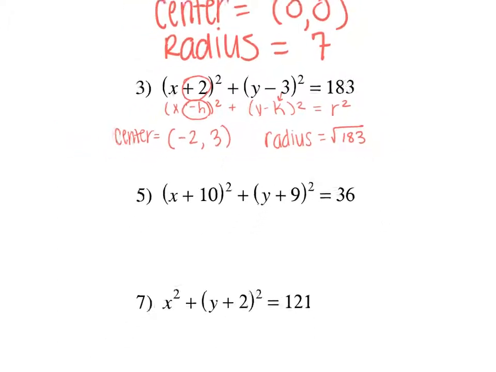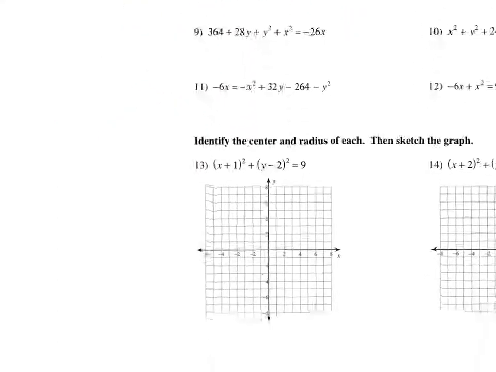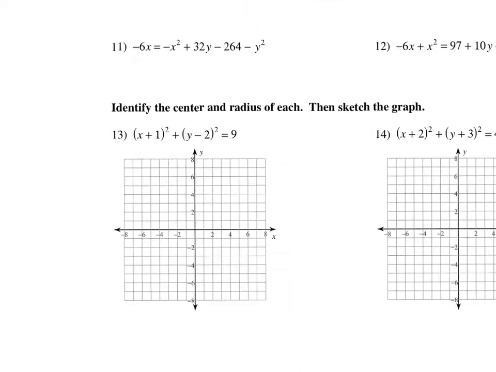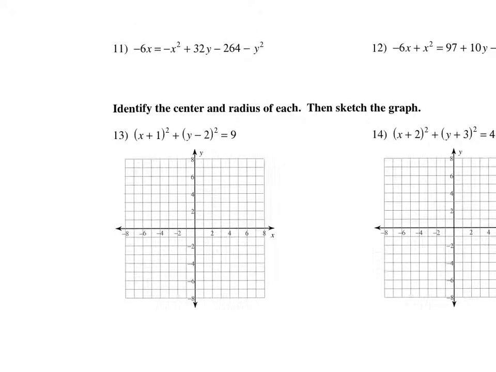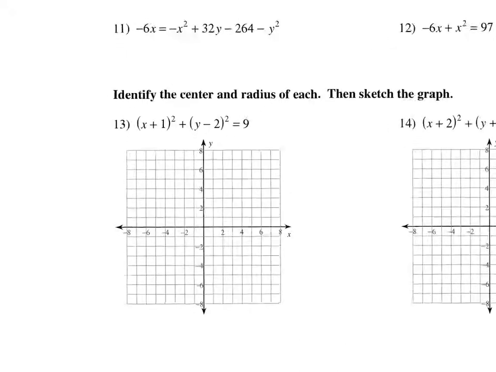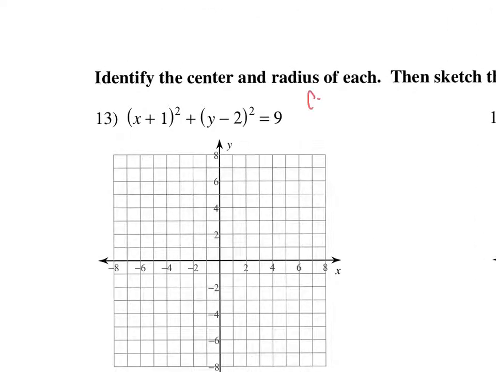So I'm going to move on down to problem 13. And this is identify the center and radius and then sketch a graph. So we're just sketching it. Again, I'm going to find my center. This is in HK form. So I have a +1, so my x coordinate is really -1. And I have a -2, so we're going to keep it as 2. So my center is at -1, 2, and my radius, I just take a square root of 9, which is 3.